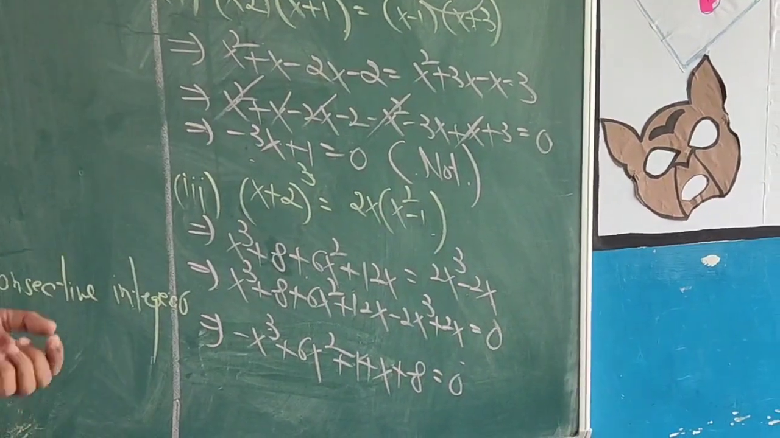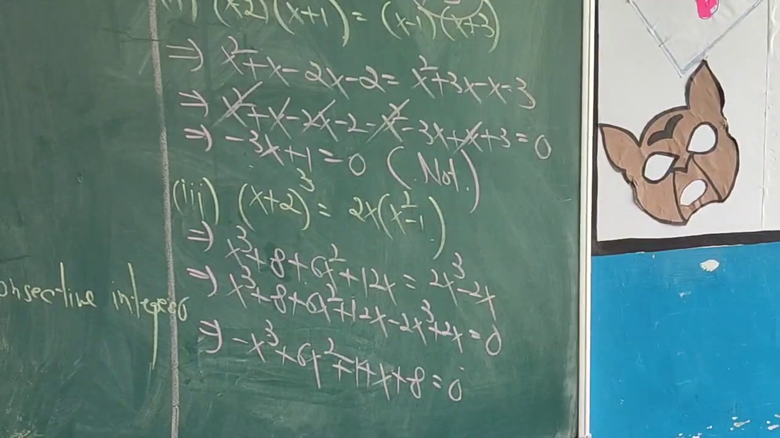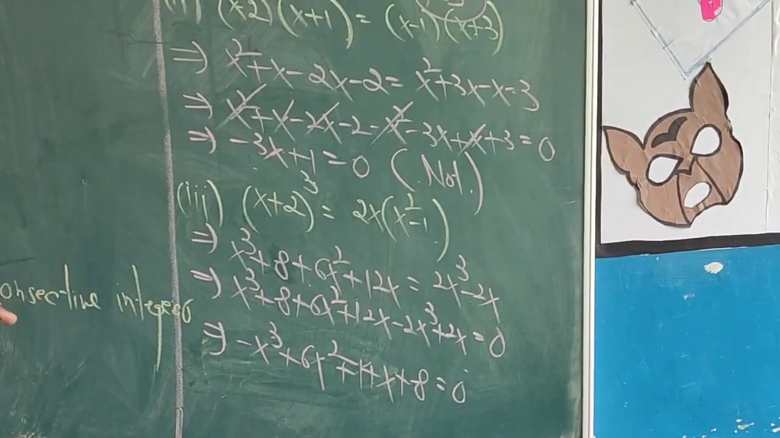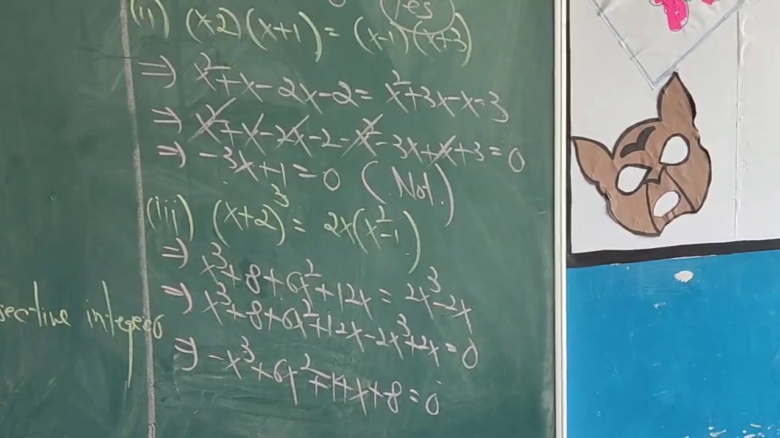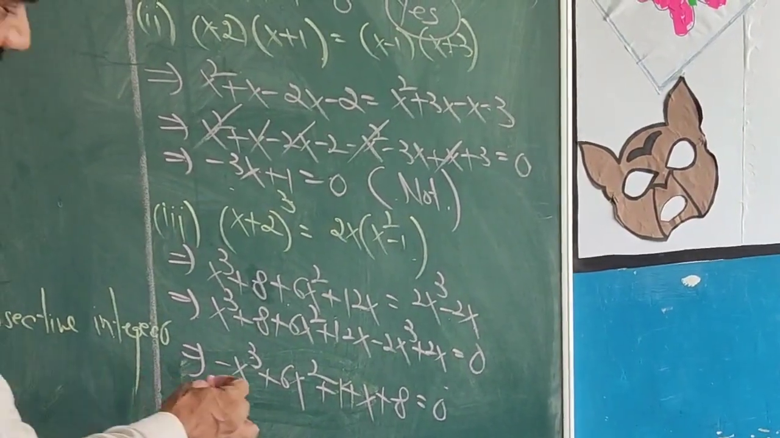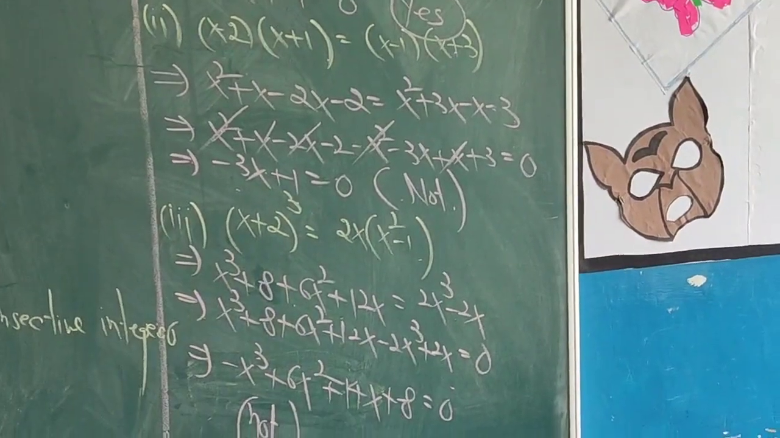Now in this question we see the highest power of the variable is 3, so it is not a quadratic equation, because it is a cubic equation. Here the question is which of the following are quadratic equations, so we can say that this is not a quadratic equation.